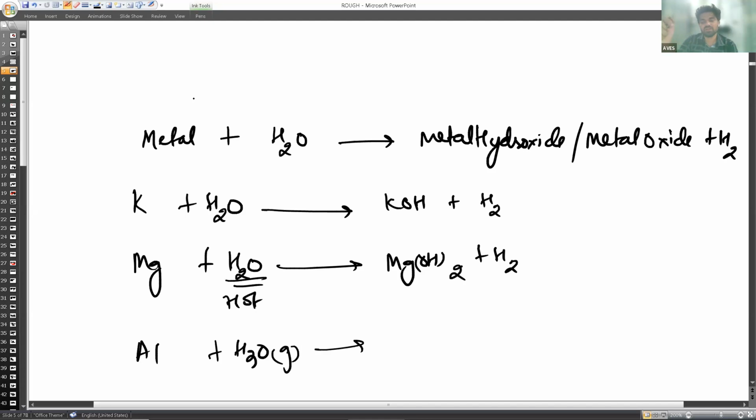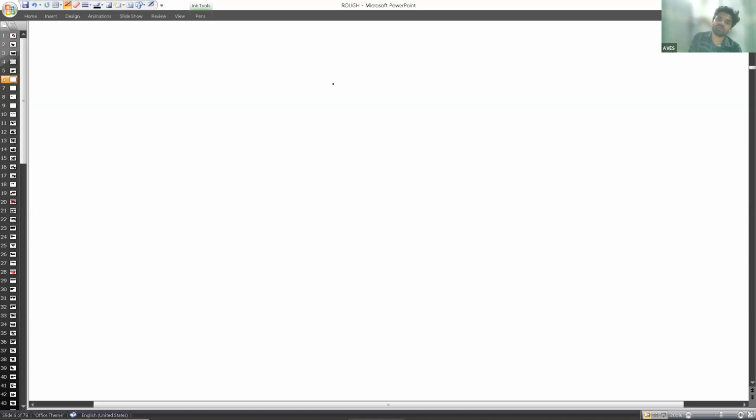Second is pressure. Pressure also plays an important role in the rate of reaction. A change in pressure can also affect the rate of reactions, mainly in gases. And the third one is the catalyst. What is a catalyst?